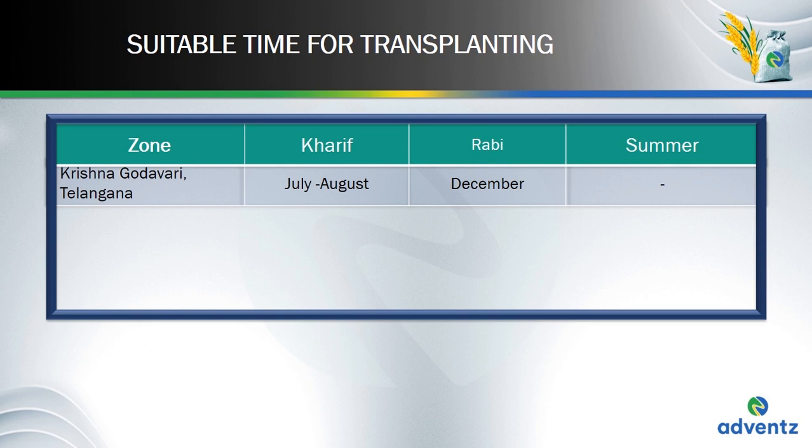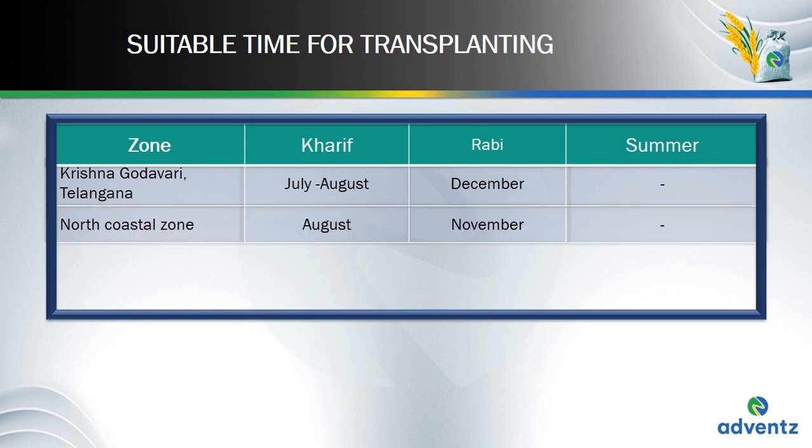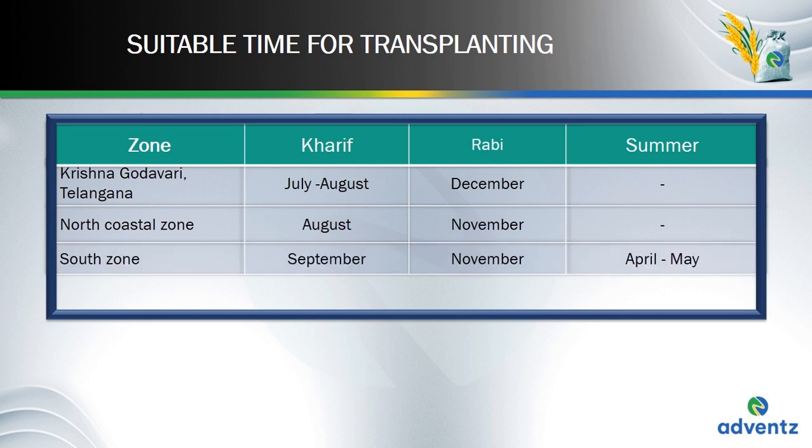For the rice planted in the Kharif season, in North Coastal Zone, the suitable time for transplanting is August, and if the rice was planted in the Rabi season, then the best time for transplanting is November. For the rice planted in the Kharif season, in South Zone, the suitable time for transplanting is September. For the Rabi season, it is November, and for the summer season, it is April to May.